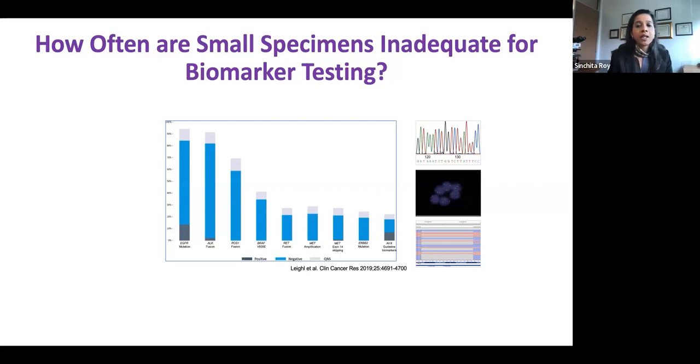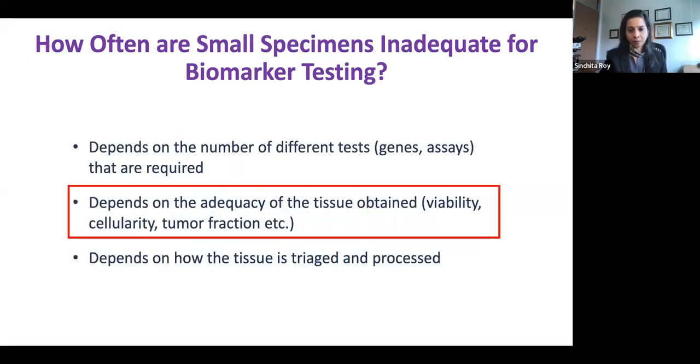And this study that was published in 2019, of course, this is before we had the 10 guideline biomarkers. But even at that time, they looked at 8 guideline biomarkers, and you can see the more biomarkers that were added, the less number of specimens were adequate for testing. And most of these studies that they looked at were using single gene testing.